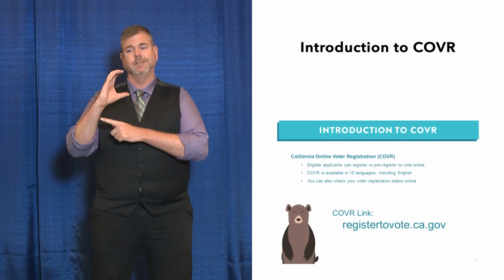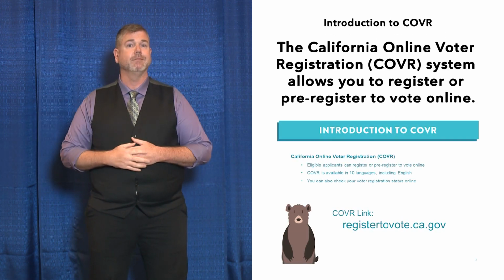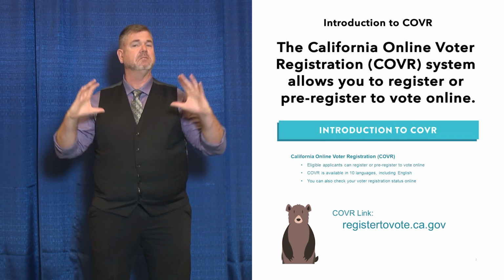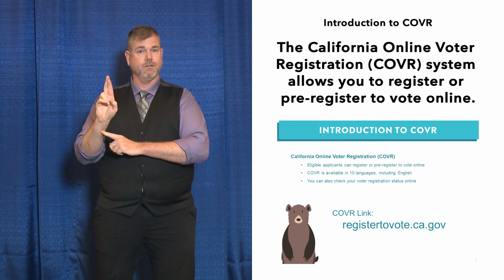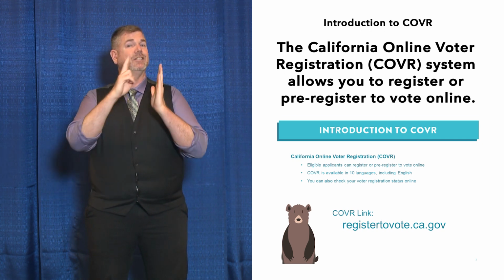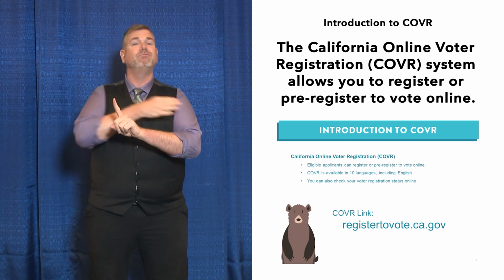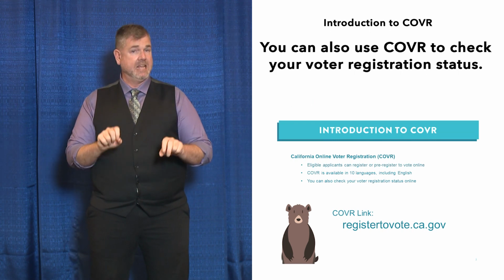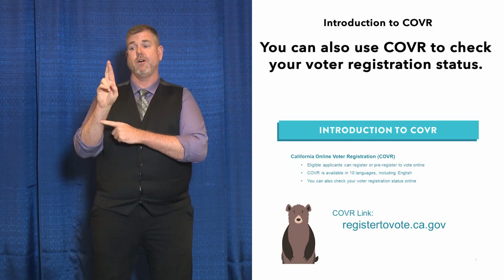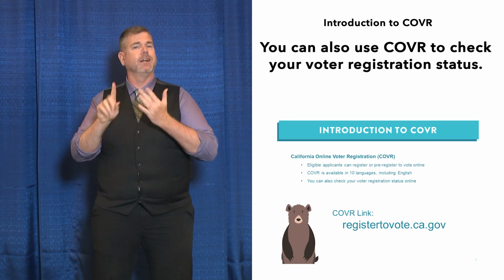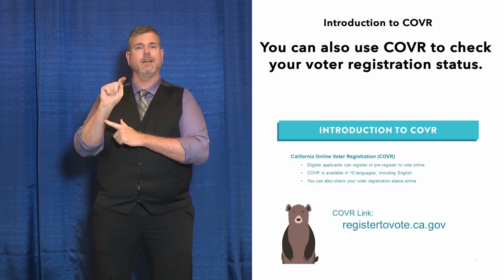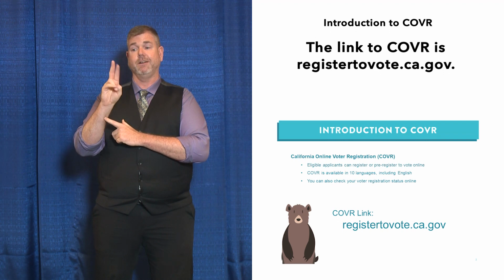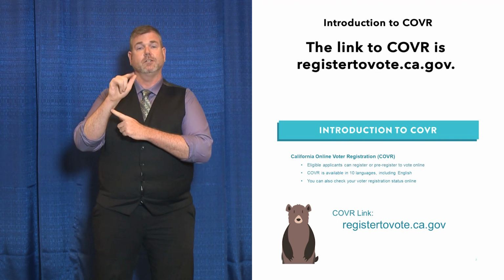Introduction to COVR. The California Online Voter Registration, COVR system, allows applicants to register or pre-register to vote online. You can also use COVR to check your voter registration status. The link to COVR is registertovote.ca.gov.